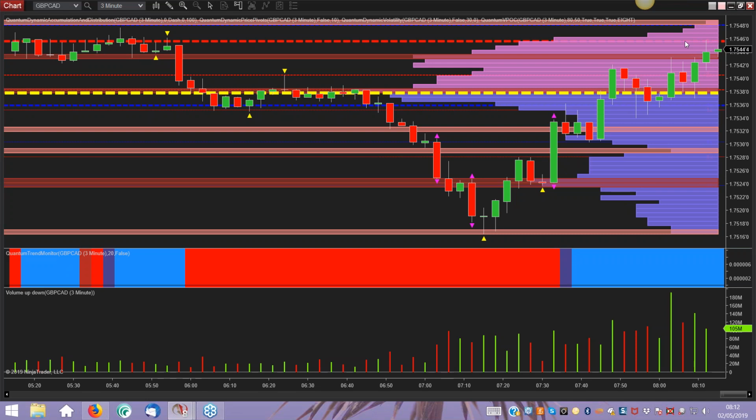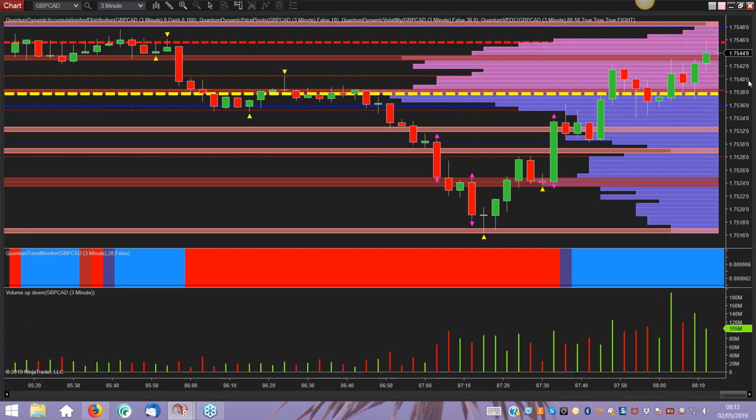Now we've got a region of price resistance which has come in here. You can see this red dash line. This is telling us there's some price resistance to be breached, so we need to see decent volume. If we get through that one, we just pull that down a little bit.